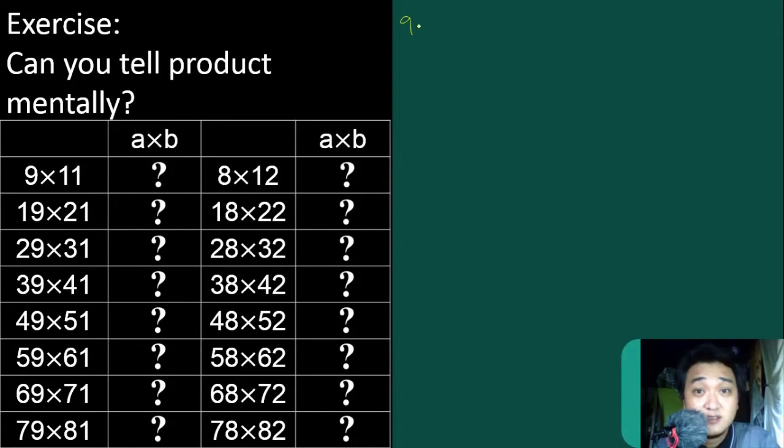9 times 11 is the same as the decrement of 9, which is 10 minus 1. Okay, 11 naman, that is 10 plus 1. So, we will not be concerning ourselves anymore kung ano yung magiging middle sums nila. Instead, ang magiging concern na lang natin yung end to end. So, we will use this 10 minus 1 and then square each number and then subtract.